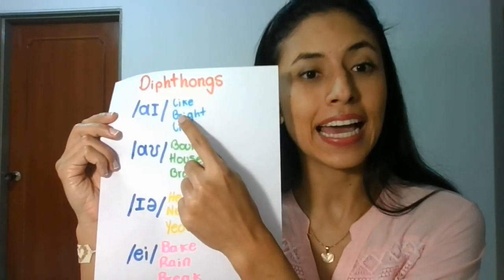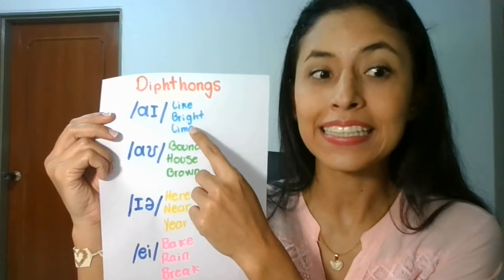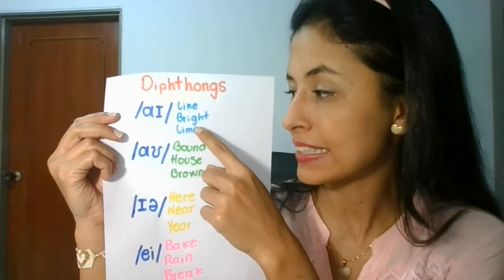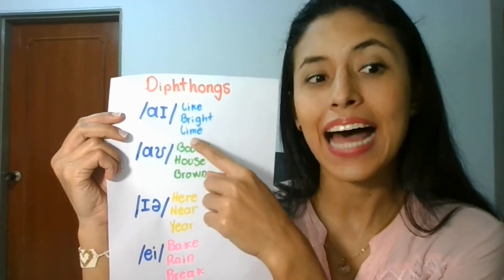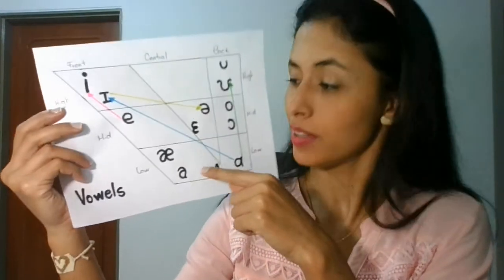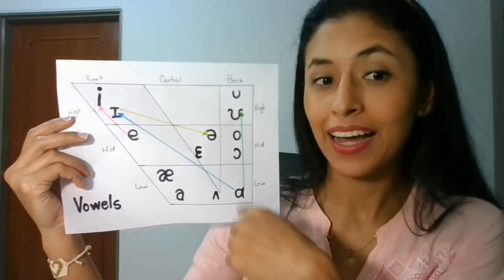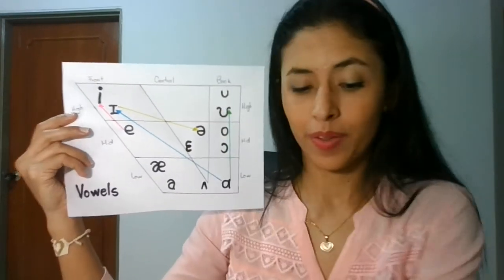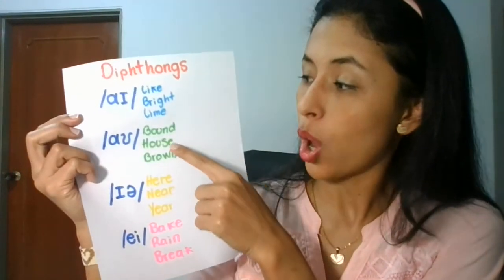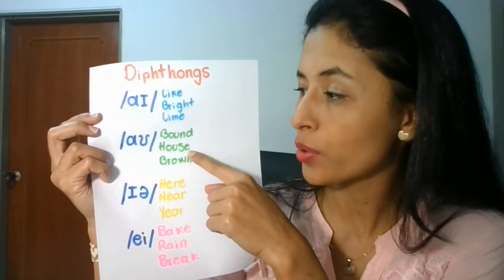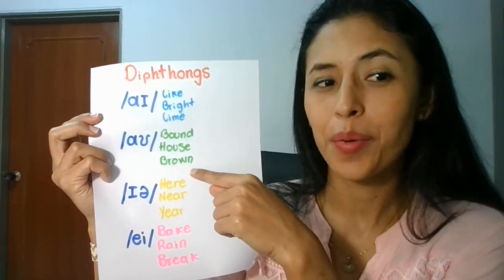Like, like. Bright, bright. The sound is I, bright. Lime, lime. Okay, next. The green is a, but the o, a and the o. Example. Bone, bone. House, house. Brown, brown.